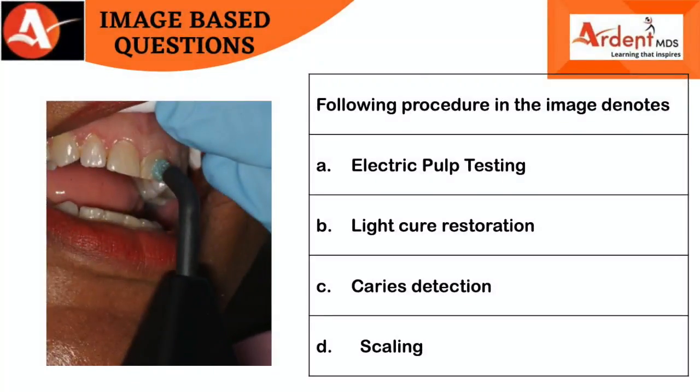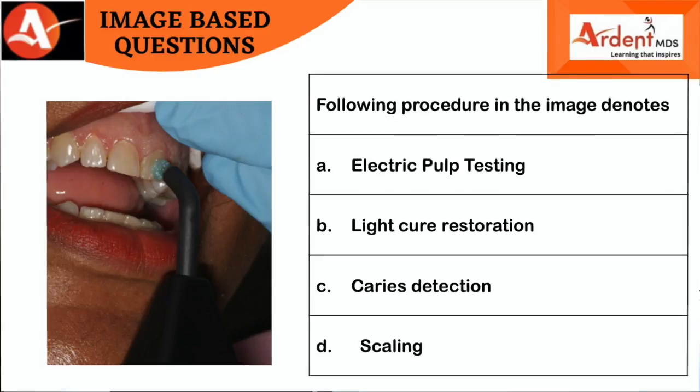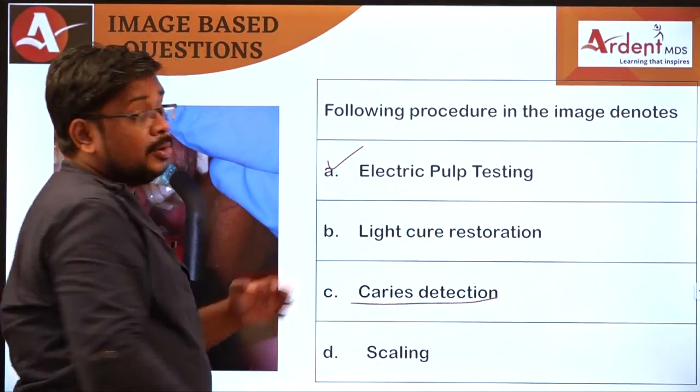In the exam they show the electrolyte very well. Usually in the case of a light cure restoration, there is a small amount of space between the tip and your tooth surface. But in the electric pulp tester you have to place the tip directly on the electrolyte. So this image shows the tip directly placed on the electrolyte. So this is an electric pulp tester, and for caries detection, Diagnodent is used.